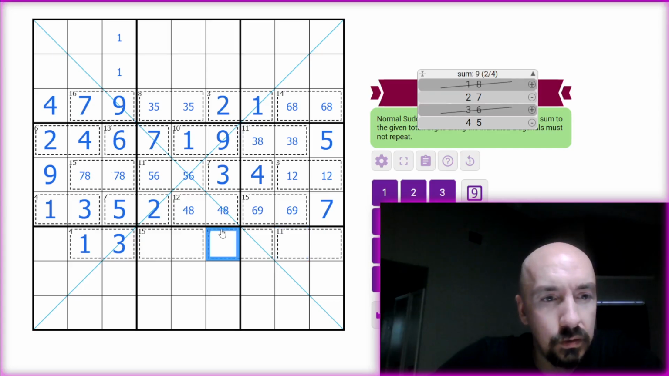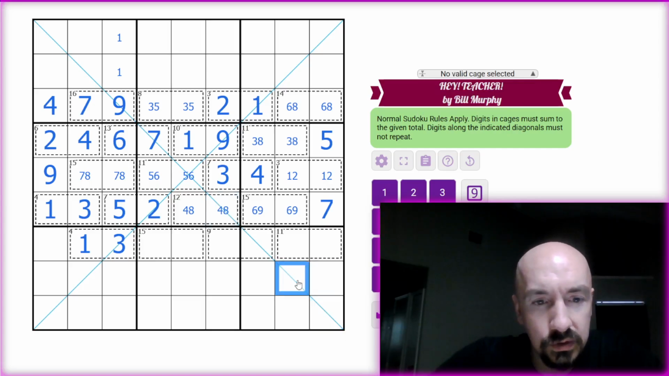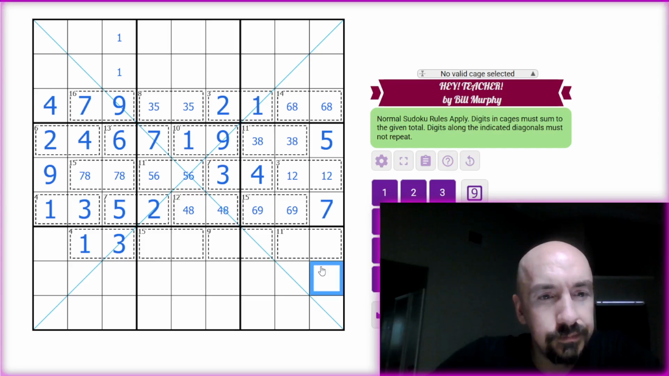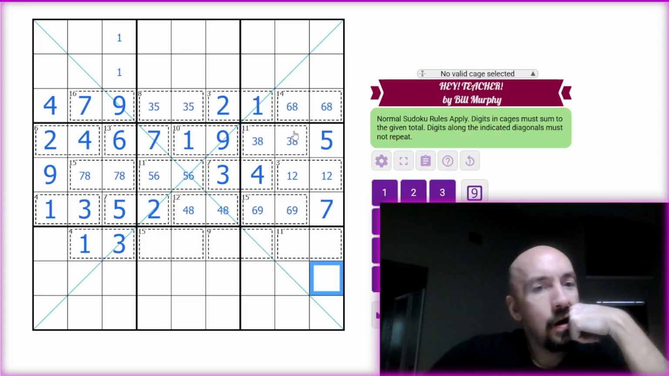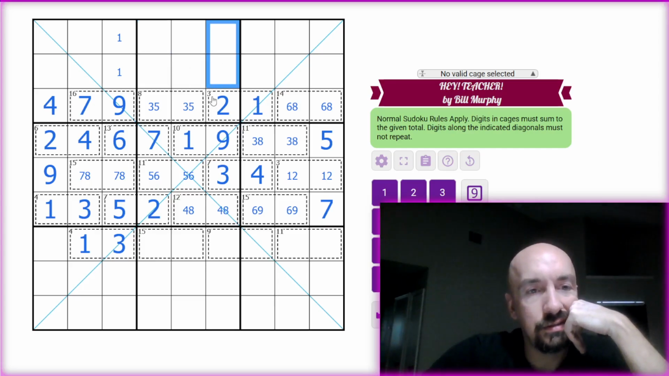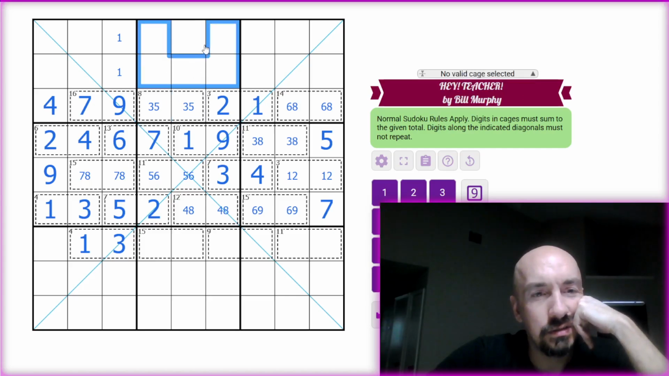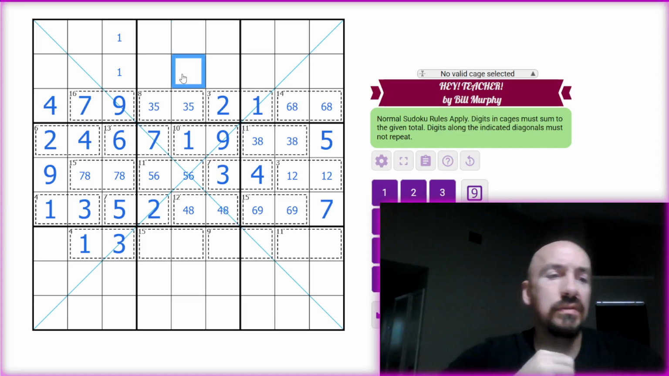Okay, so where is the 4 on this diagonal? It's either going to be here or on one of those two. Okay. Those are 1s, 2s, 4s are everywhere. 3, 5, 6, 7s. All right, that's a lot of options.